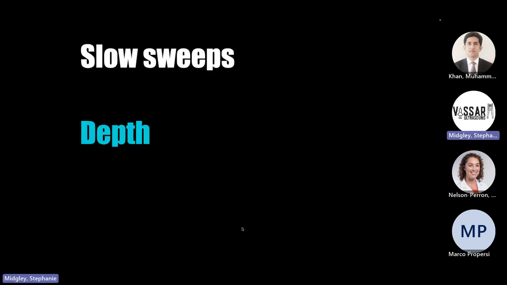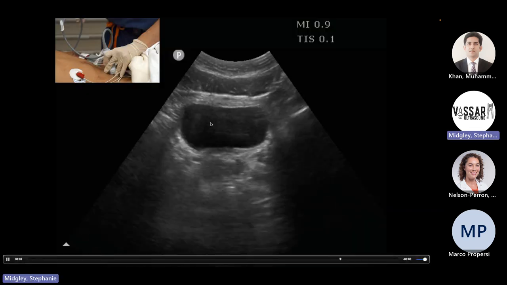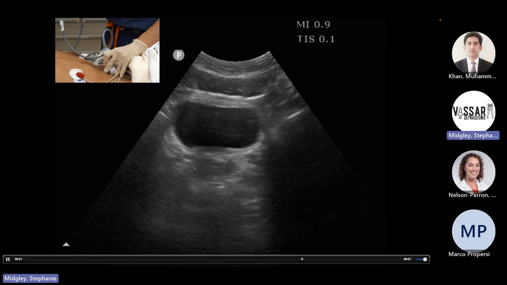Again, slow sweeps, make sure you have proper depth. And then once you find the bladder, you really want to sweep upward, because that's where your free fluid is going to live. So this is normal. You can see bladder right here, and here is prostate.